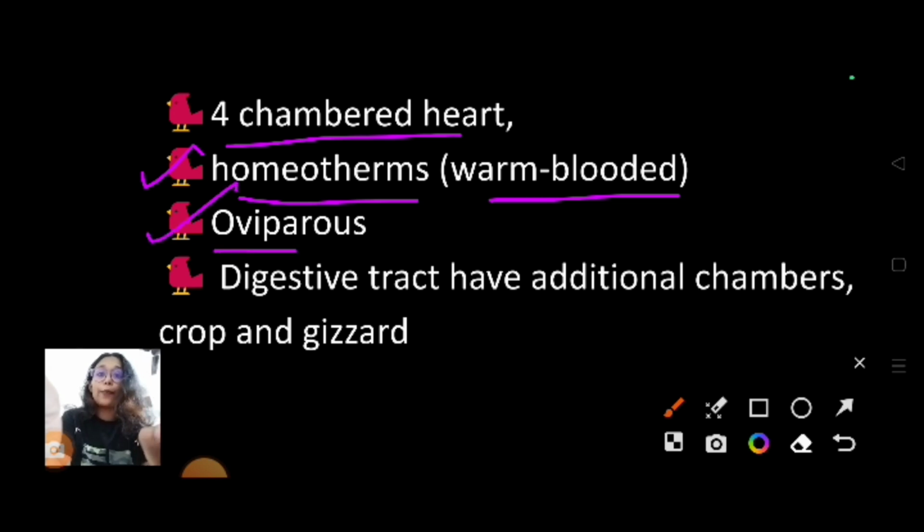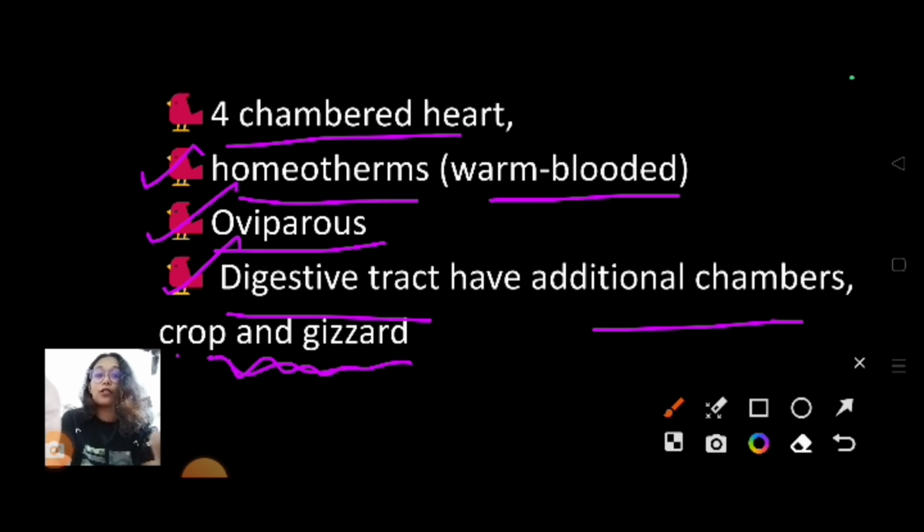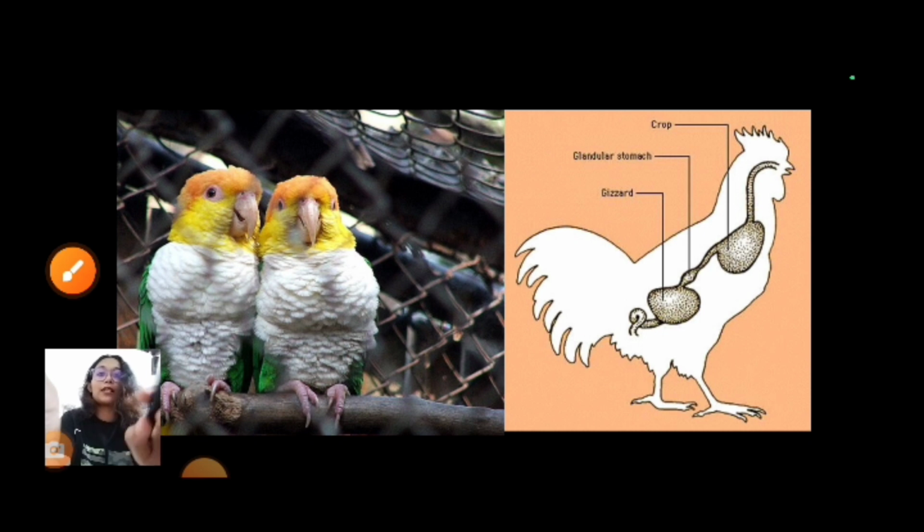Then they are oviparous, means they lay eggs. You can see a chicken lays eggs, and we used to have boiled eggs. Alright. Then they are having a digestive tract which has additional chambers called crop and gizzard. This is also a unique feature to this class. They are having crops and gizzards which are part of the digestive tract, an additional structure in this class. Okay, so I'll show a picture of crops and gizzards.